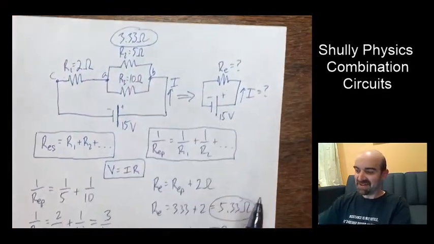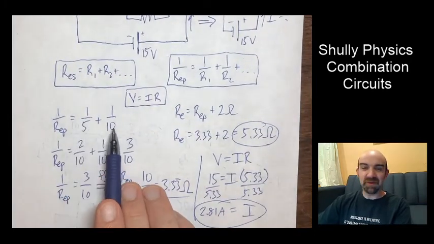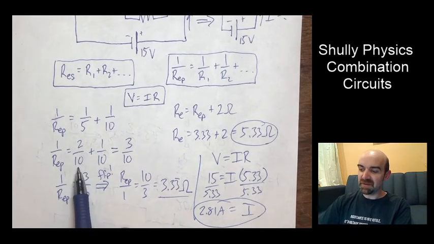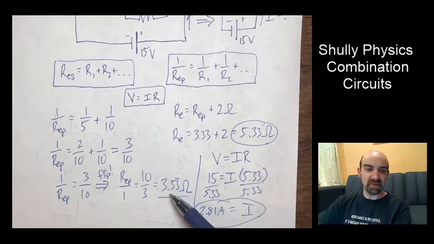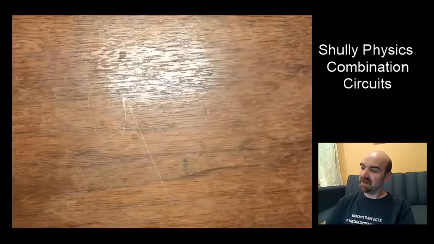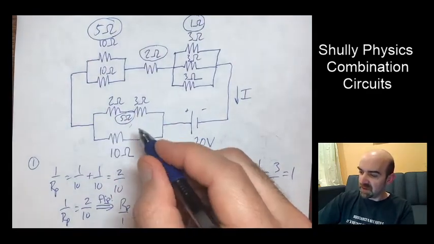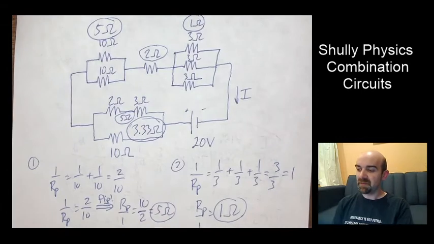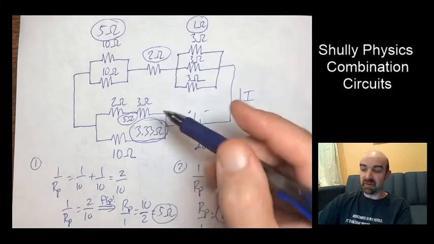We did it right here on this side. Okay. So just to kind of repeat that, 1/5 plus 1/10 is the 1 over RE. 2/10, find the common denominator, plus 1/10 is 3/10. Flip it and we get 3.33 ohms. So over here, all these together are 3.33 ohms. Okay, so there we have it, those 4 pieces, 5, 2, 1, and a 3.33.